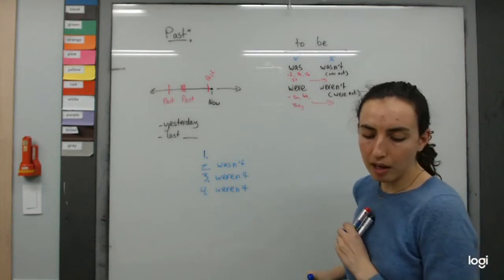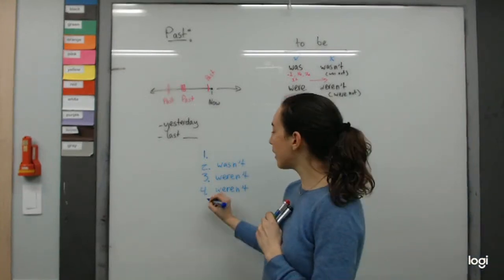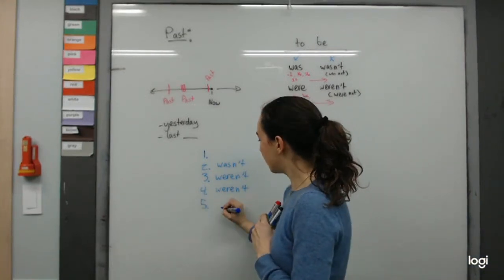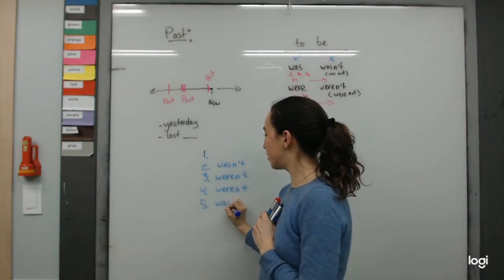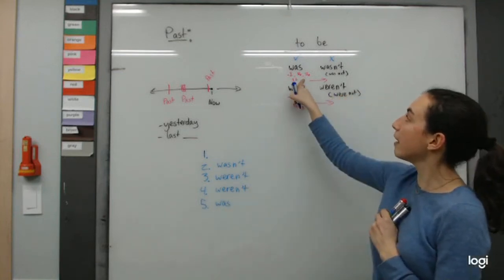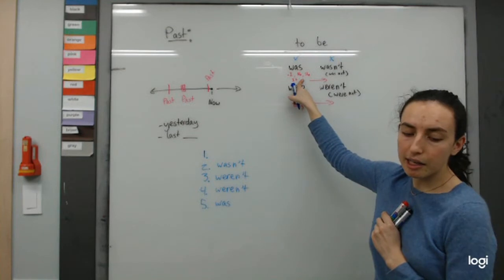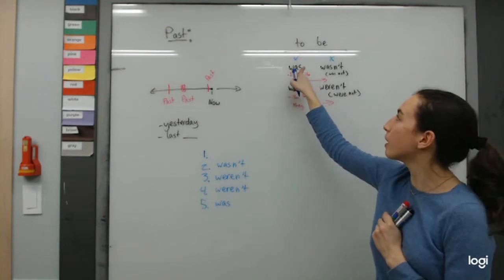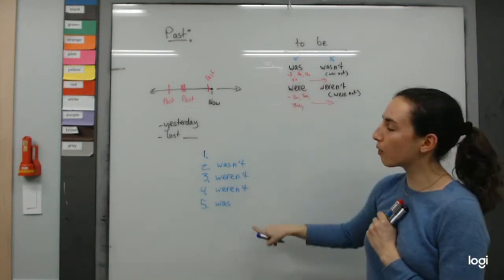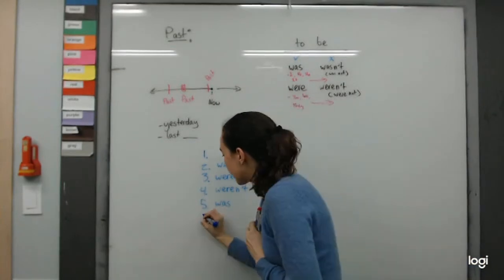Number 5, Mike wasn't with his family, he with me. Here we say was because one person, Mike, he, and he wasn't with his family, so we know he was a different place with me, okay? Number 6.